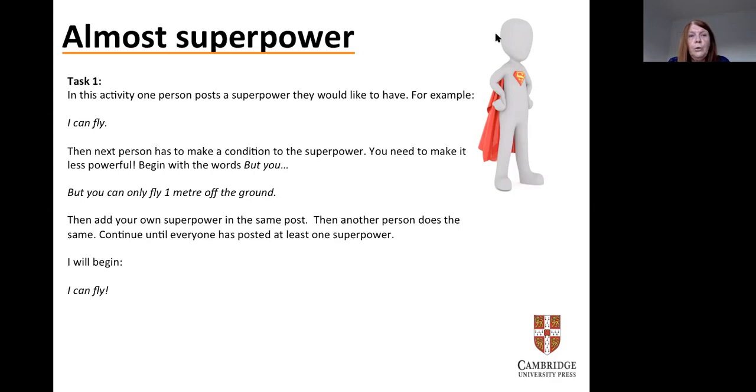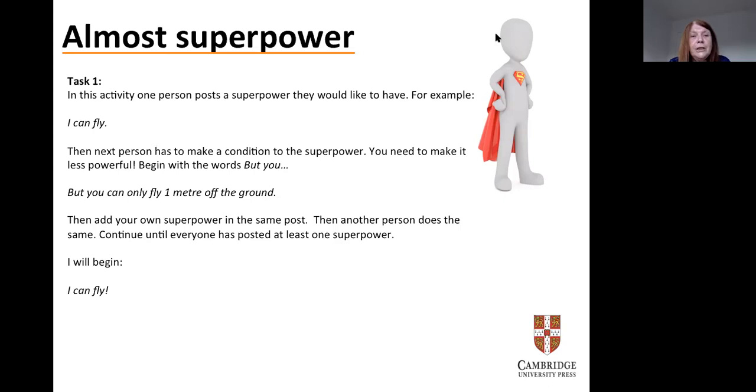So type, but you can only... "but you can't understand the language", brilliant. "But you can read them all the time." That is a real condition, actually. "But you can't understand the language." "But you can only do this for one minute at a time." Okay, remember to post your own superpower as well. "Okay, but you can only read them if they're standing next to you."